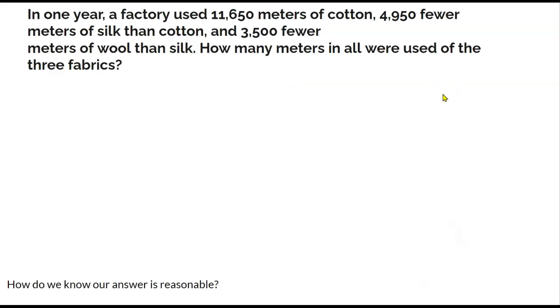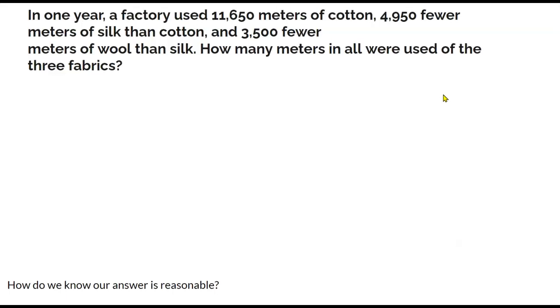So in 1 year, a factory used 11,650 meters of cotton, 4,950 fewer meters of silk than cotton, and 3,500 fewer meters of wool than cotton. How many meters in all were used of the three fabrics?